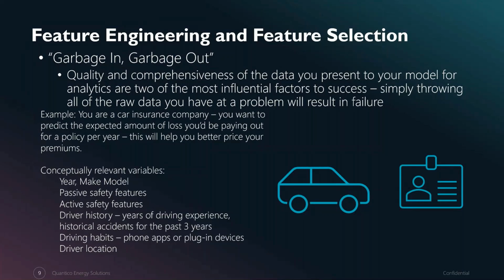So in our minds, we have some ideas for relevant variables, right? Year, make, model of the car, that's probably important. Safety features sound pretty important. Passive safety features like the structural integrity of the car and how reinforced the A bar is, etc.